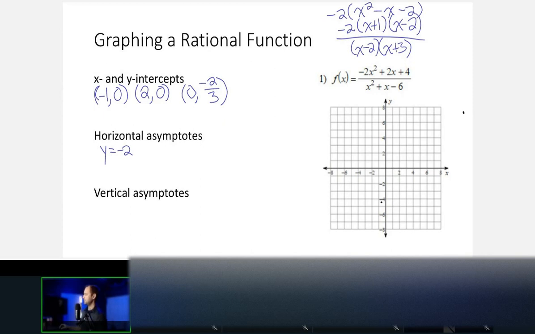All right, class, how do you find the VAs or the possible VAs? What do we do? We set the denominator equal to 0 and solve. All right, so we already have it factored. So what are the possible VAs? Go ahead and write it in chat if you could. X equals 2 and x equals -3.